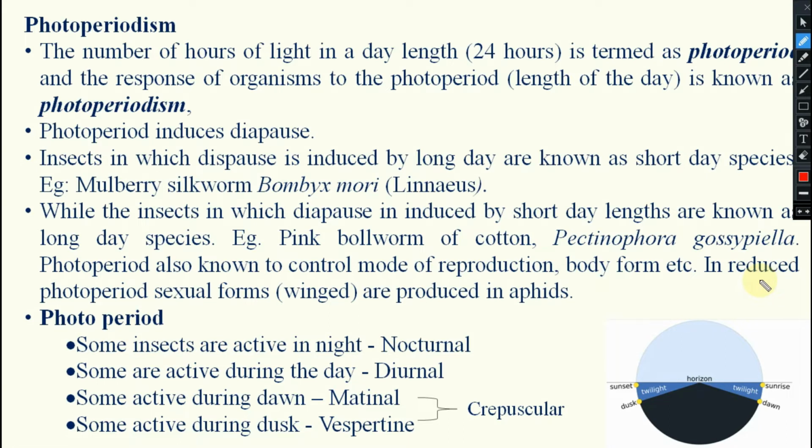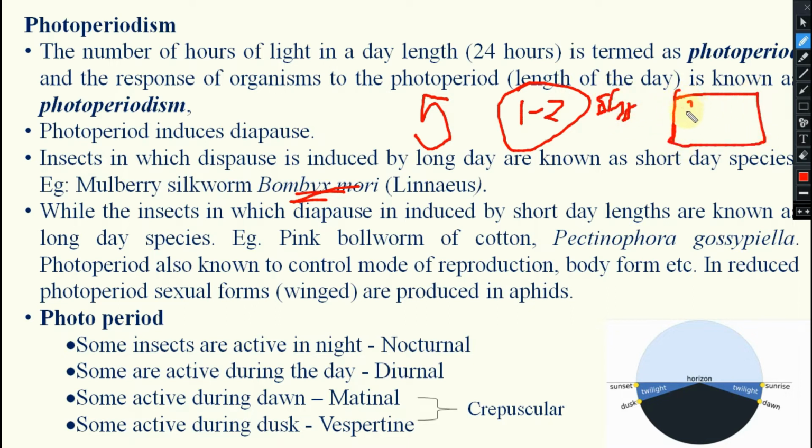One more thing is there. In the case of the silkworm, what happens? In the initial stage, there are 5 instars. In the first 2 instars, they are short day species, that means the room in which you are keeping the silkworm should have the light switched off. But when it comes to the 3rd to 5th instar, you should floodlight the room, because at that time they become long day species. Getting my point? That is an important character of silkworm.